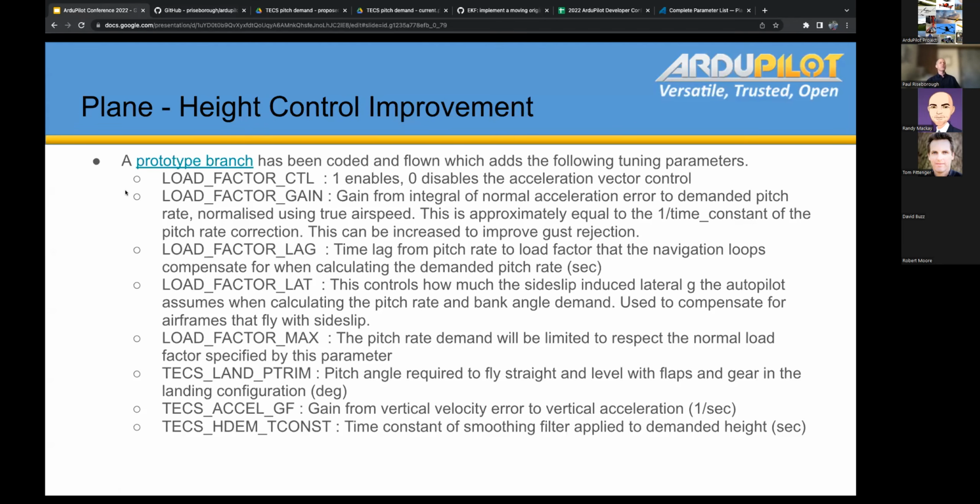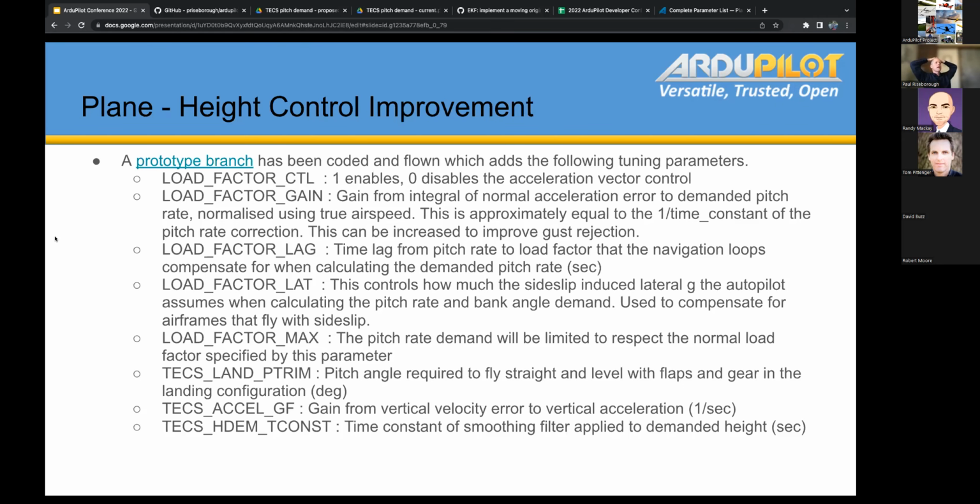We'd add some additional parameters. Sorry about that, but I don't know which parameters are going to be needed at this stage and which aren't. So I just added a bunch of them because I'm still in the process of developing this. So we can turn this new height control methodology on and off in terms of the acceleration vector control.